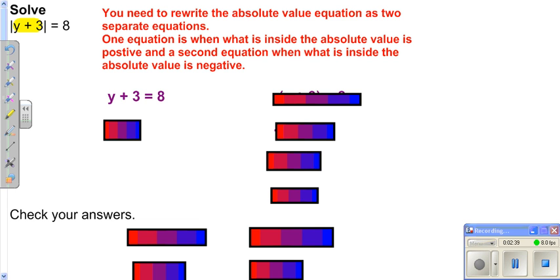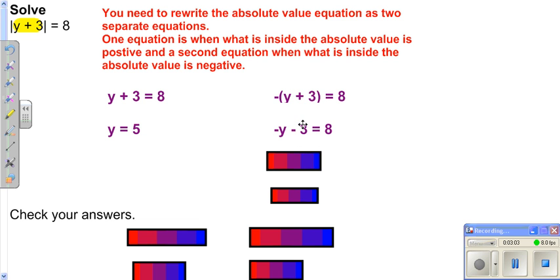If what's on the inside is negative, we know our absolute value takes the opposite of that. So it's really the opposite of what was on the inside, because if this was negative, we've got to multiply it by negative to make it positive, still equal to our 8. And now we just solve each one of these equations. Subtract our 3 from both sides, we get 5. Here, we can go ahead and distribute through our negative. We could add 3 to both sides, get rid of the -3. Get rid of the negative by multiplying or dividing by a -1, and we get -11.